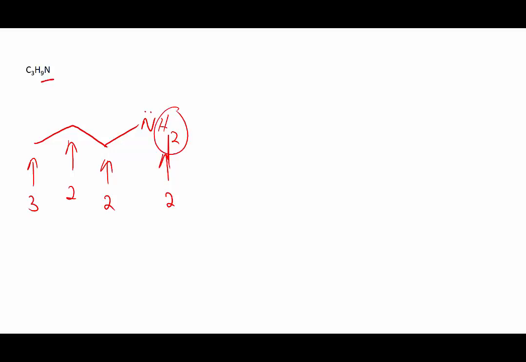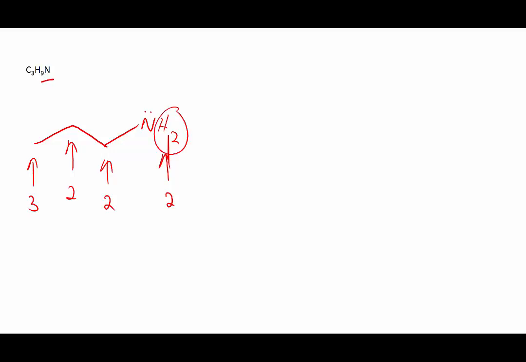C3H9N, easy enough. Let's draw our 3 carbons. 2, 3. Add a nitrogen. Nitrogen makes 3 bonds, so we're going to add 2 hydrogens to that, and our lone pair. Count the hydrogens. 3, 5, 7, 9. Just like that. Nitrogen is a heteroatom. You have to draw the explicit hydrogens.